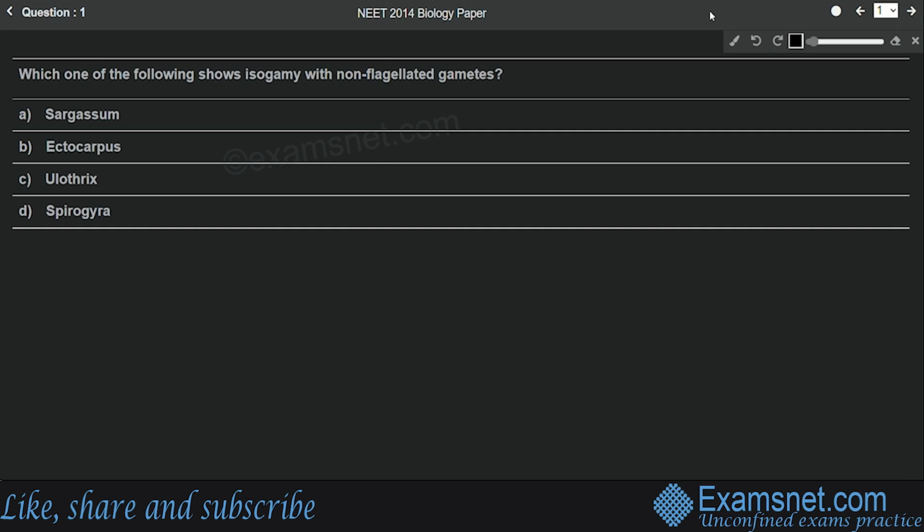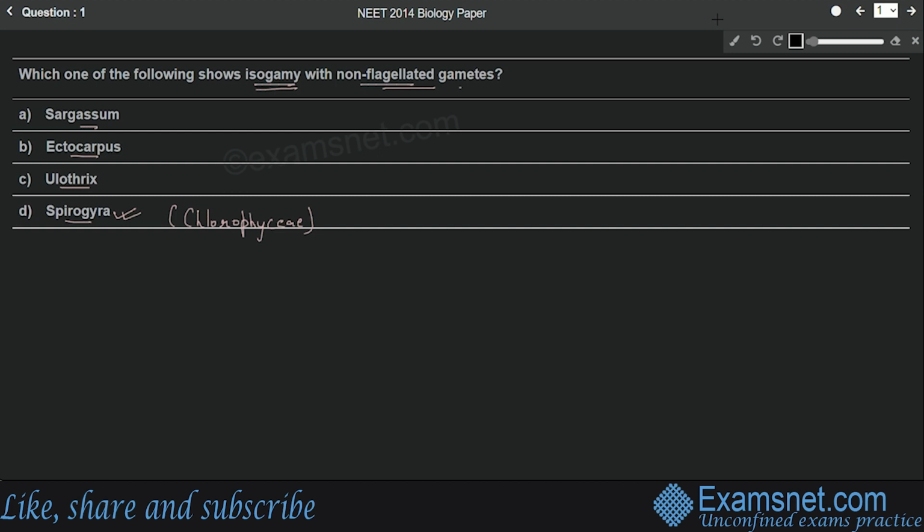The first question is from the chapter Plant Kingdom and the question is, which one of the following shows isogamy with non-flagellated gametes? Options are Sargassum, Ectocarpus, Ulothrix and Spirogyra. So the correct answer is option D, that is Spirogyra. And as we know, Spirogyra is an example of green algae, that is chlorophyceae.